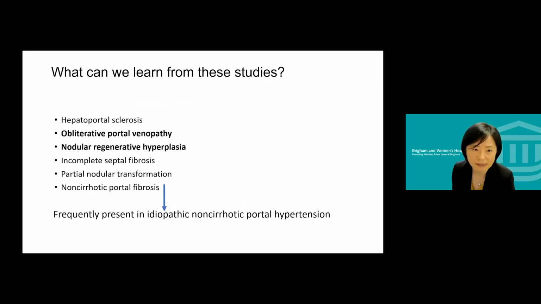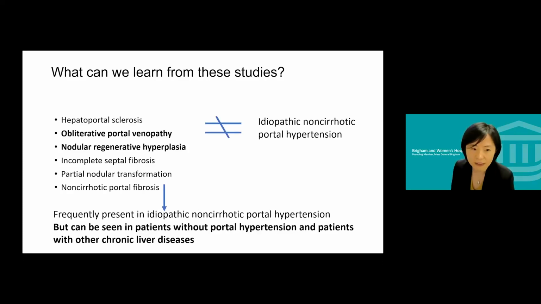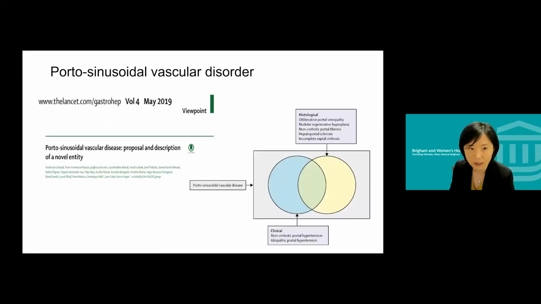So what can we learn from these studies? We know that the spectrum of changes frequently presents in people with the true diagnosis of idiopathic non-cirrhotic portal hypertension. But we can also see them in patients without portal hypertension and in patients with other chronic liver disease. That's why the new entity, portal sinusoidal vascular disorder, was proposed in 2019. So this new entity is supposed to be a histologic diagnosis to include all the histologic findings we described earlier.